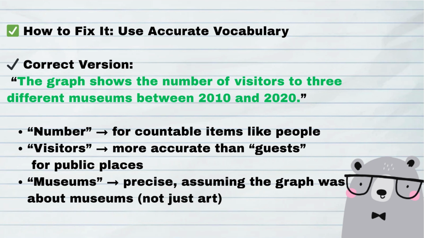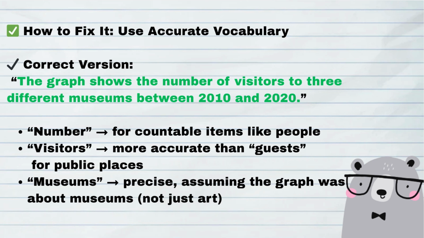And how to fix it? Use accurate vocabulary. Think about whether this fits with the sentence or paraphrase. The original was: "The graph shows the number of visitors to three different museums between 2010 and 2020." Because it talks about the number, "number" is for countable items like people. "Visitor" is more accurate than "guest" in public places. And "museum" is also precise, assuming the graph is about museums, not just art.